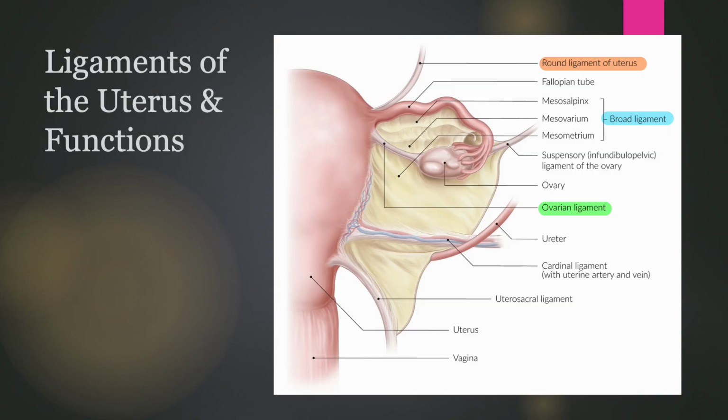Now let's talk ligaments of the uterus and their functions. First, I'll discuss the round ligament. So the round ligament, I have it highlighted here in orange. It's a round tube-like thing coming out of the uterus. The function of the round ligament is to support and maintain the position of the uterus.